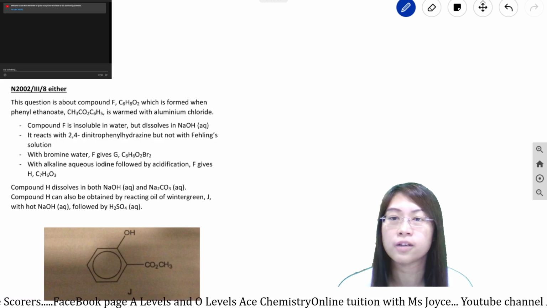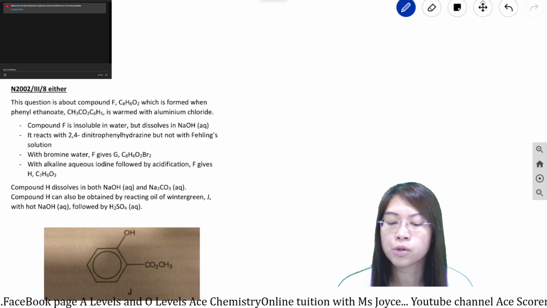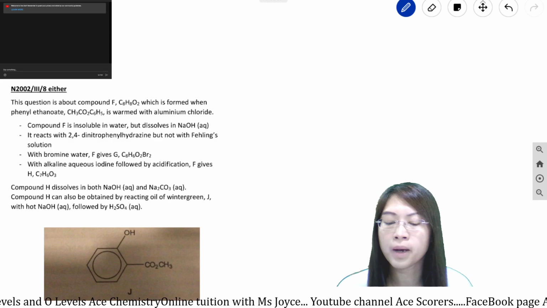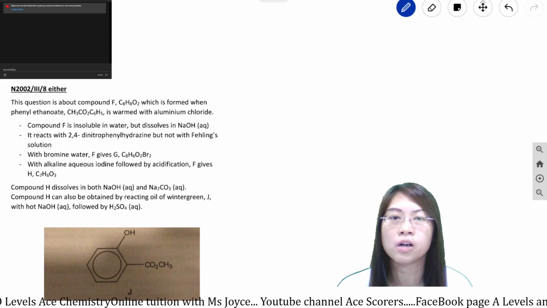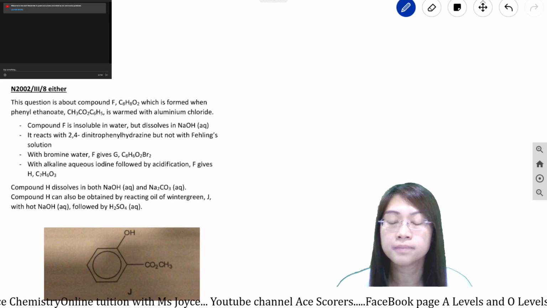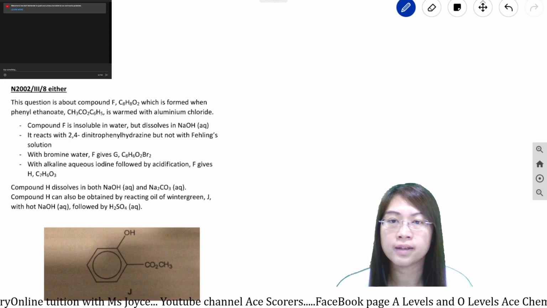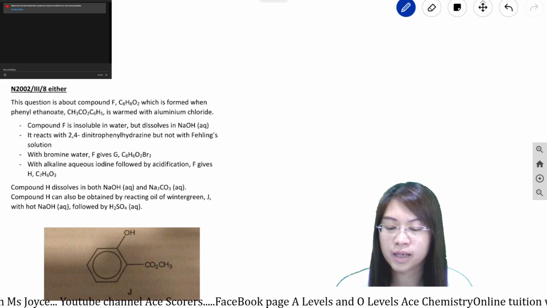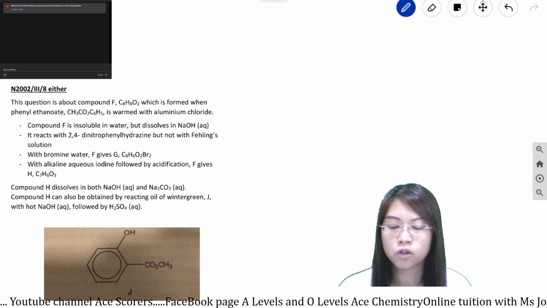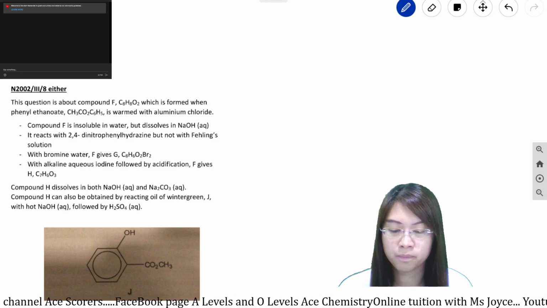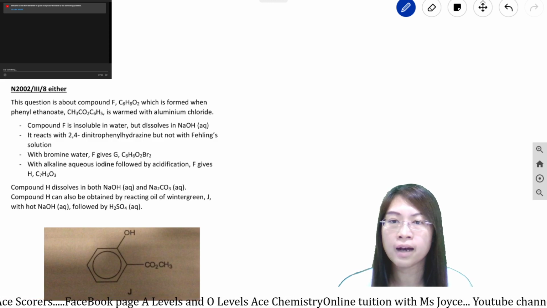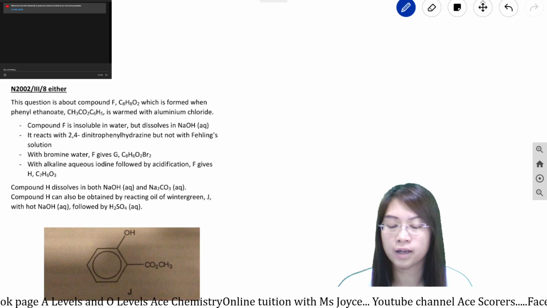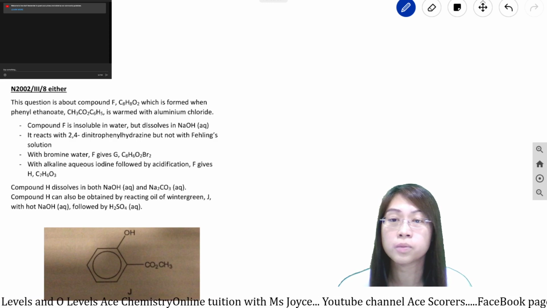F, C8H8O2, which is formed when phenyl ethanoate, CH3CO2C6H5, is warmed with aluminium chloride, and the compound F is insoluble in water but dissolves in sodium hydroxide solution. Now it also reacts with 2,4-dinitrophenylhydrazine but not with Fehling's solution. And at the same time, it also reacts with bromine water to give G, that is C8H6O2Br2, and with alkaline aqueous iodine followed by acidification, F gives H, which is C7H6O3.